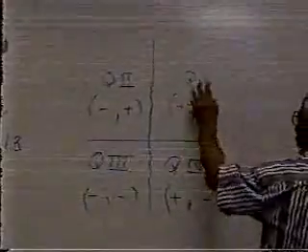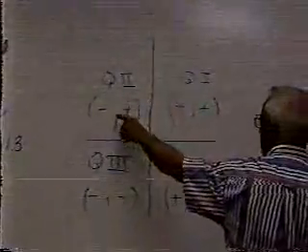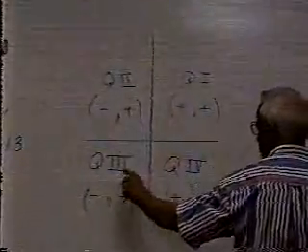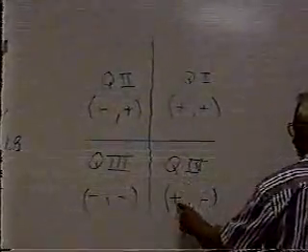Quadrant 4, x is over here positive, down, negative. So know those. Quadrant 1, plus plus. Quadrant 2, x is negative, y is positive. Quadrant 3, both negative. Quadrant 4, x is positive, y is negative.